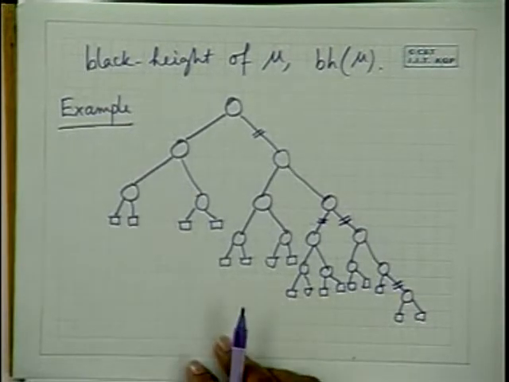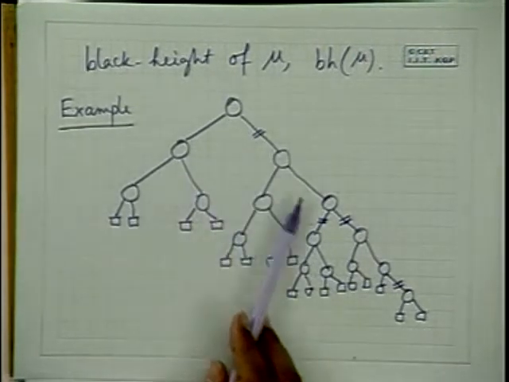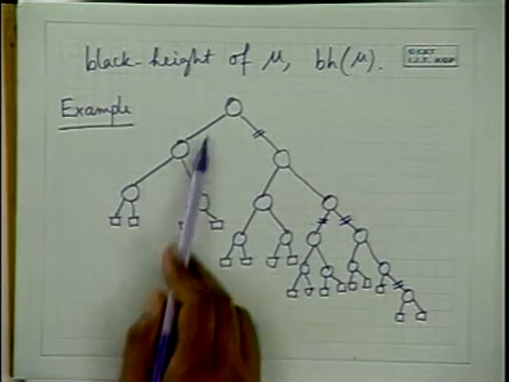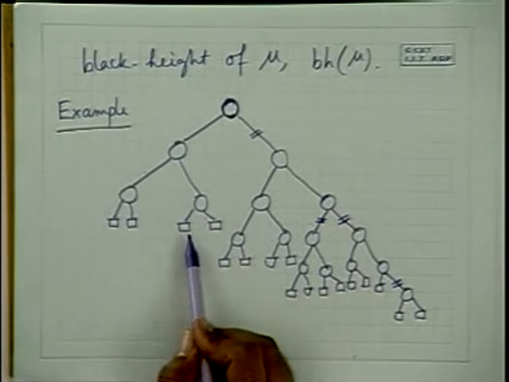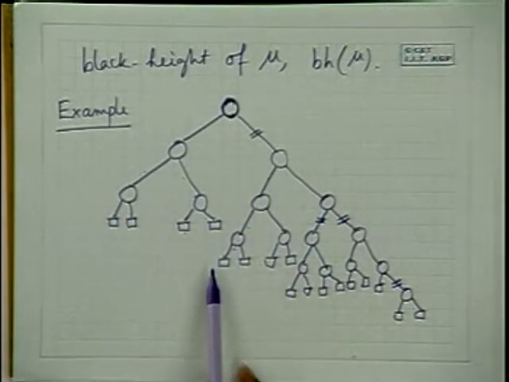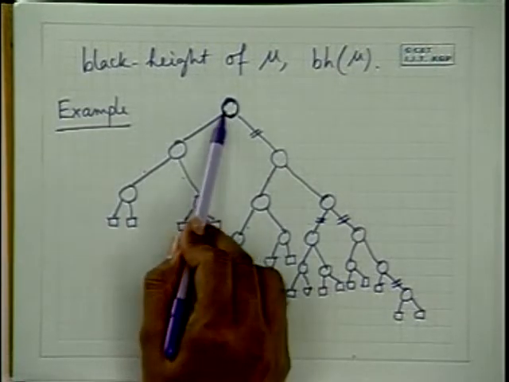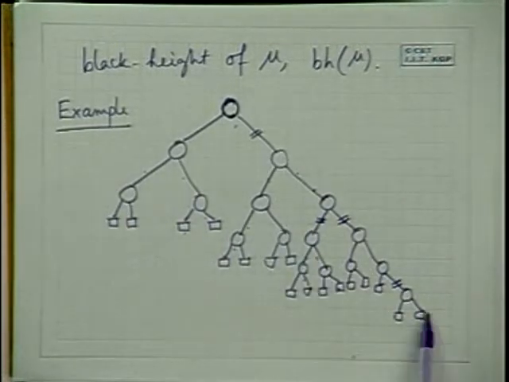Now this is a valid red black tree. You see all three properties are valid. You can check any path to any leaf, there are no two consecutive red edges. All these are black. And not only that, if you take the root to any leaf, the black height is the same: 1, 2, 3. Every leaf has 1, 2, 3. So any leaf from the root has the same black height. Actually, if you take any node, it has the same black height.